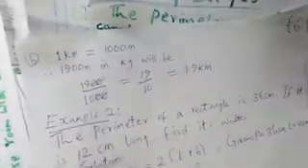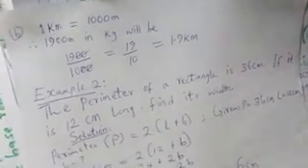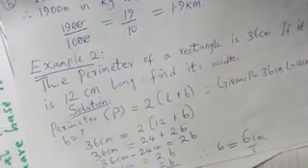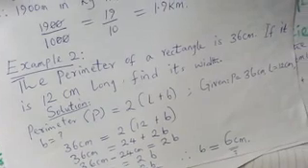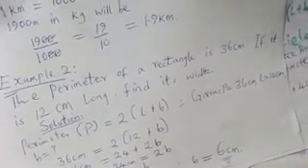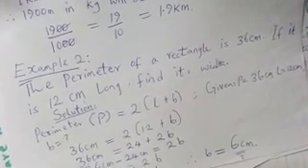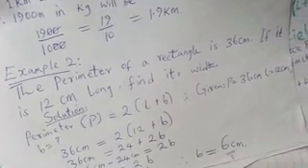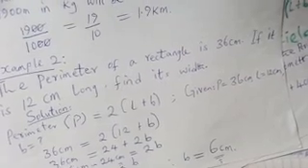Okay, example 2. The perimeter of a rectangle is 36 centimeters. If it is 12 centimeters long, find its width. Here you have to find the width. The length is given to you and the perimeter is given. Perimeter P is given to be 36. Length L is given to be 12 centimeters. So you are going to substitute it into the formula P equals 2 into (L plus B). Your P is the perimeter, which is 36 centimeters. L is 12. B, which is breadth, is not given.